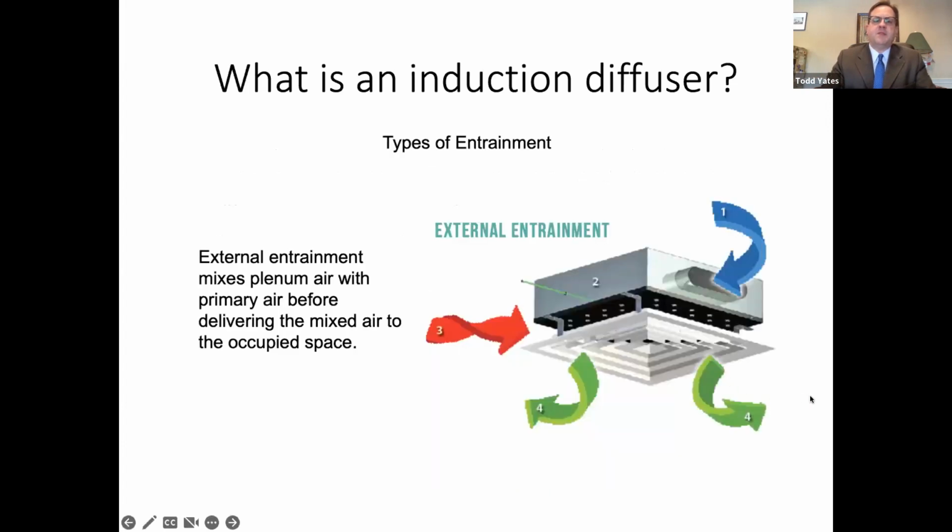So there are two types of entrainment. External entrainment is shown in this graphic. The blue line, number 1, shows air coming from the air handler into the diffuser, and it's mixing with plenum air. That's the red arrow. These two air streams are mixed together and go into the room in the green arrows labeled 4. So this is not the type that we had, but you may see these, so I wanted to be sure we included some introduction to that type as well.